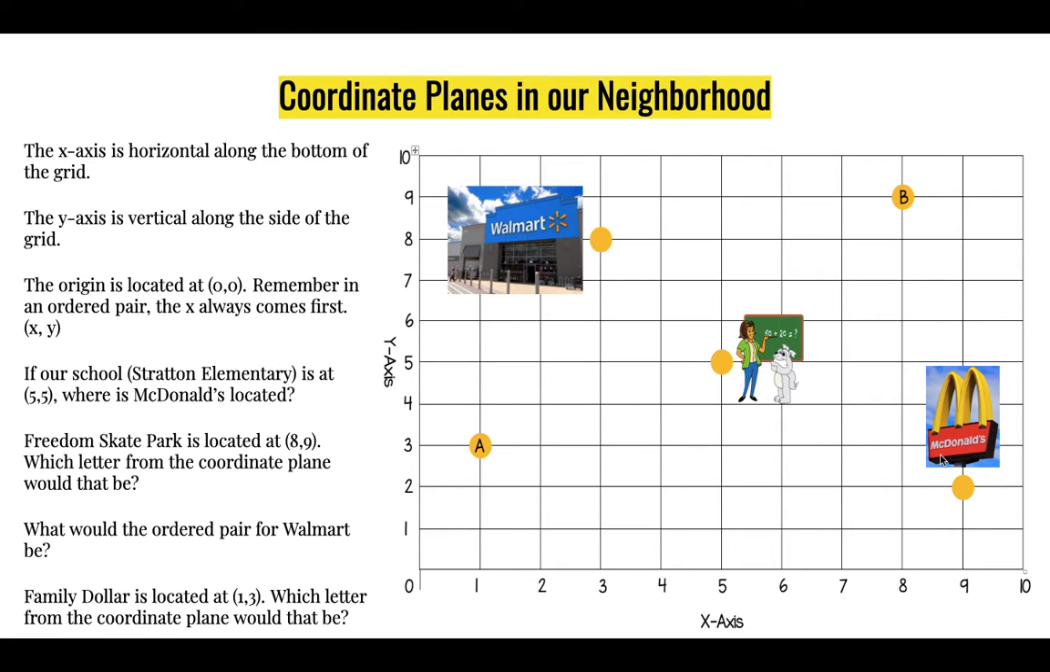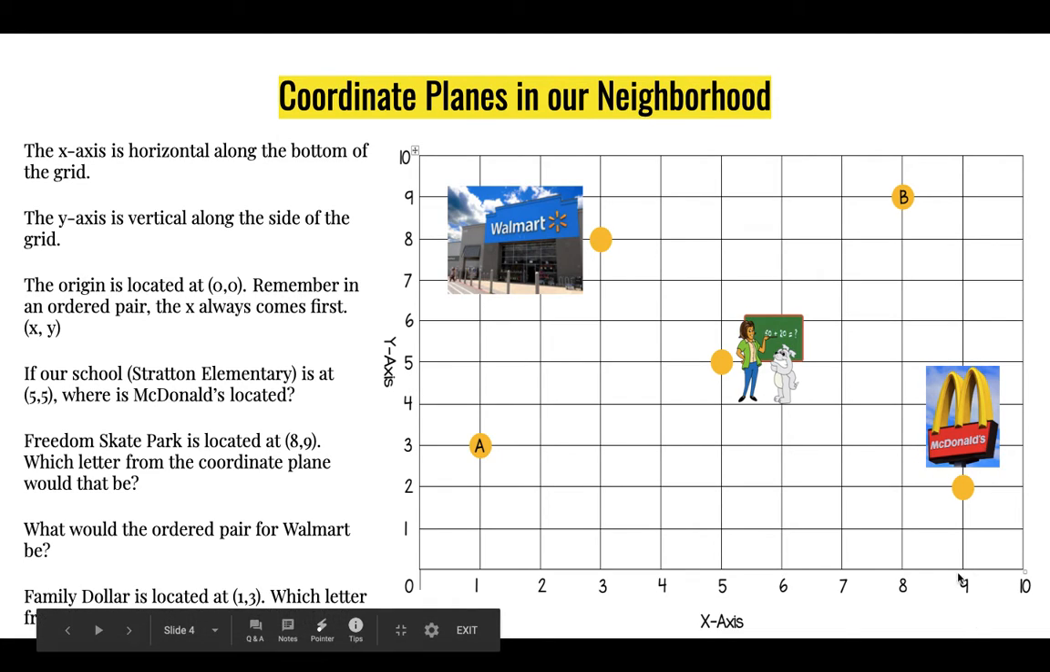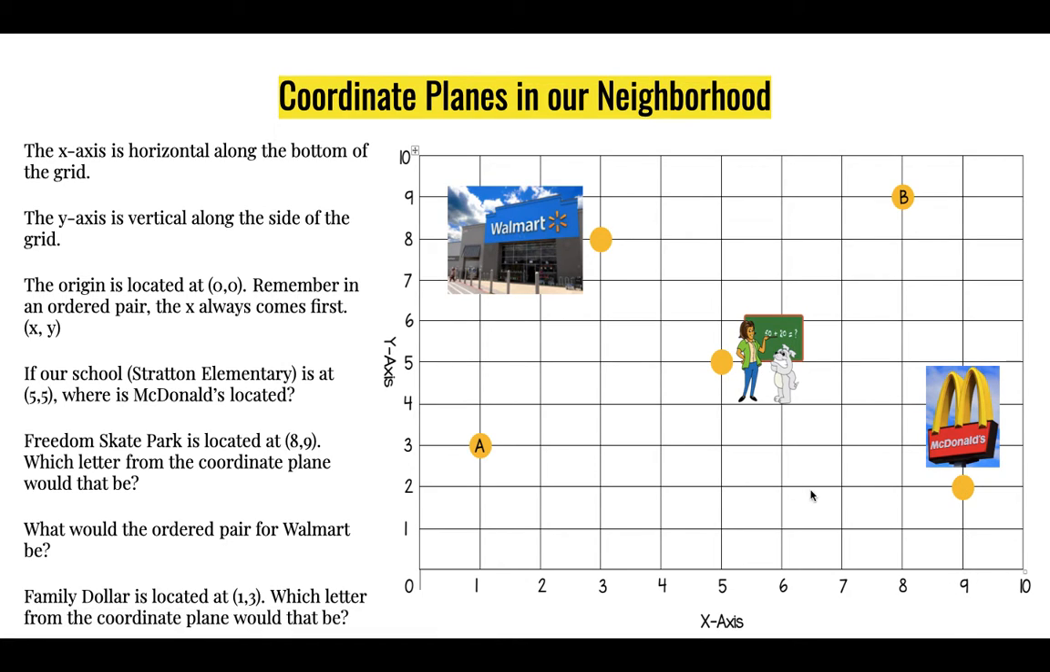And on your piece of notebook paper, I just want you to write McDonald's, and then you'll put the coordinate, the ordered pair, beside it. So if you look at McDonald's, you start at your X and you go up to your Y, and you can slide over, that would be this next number.